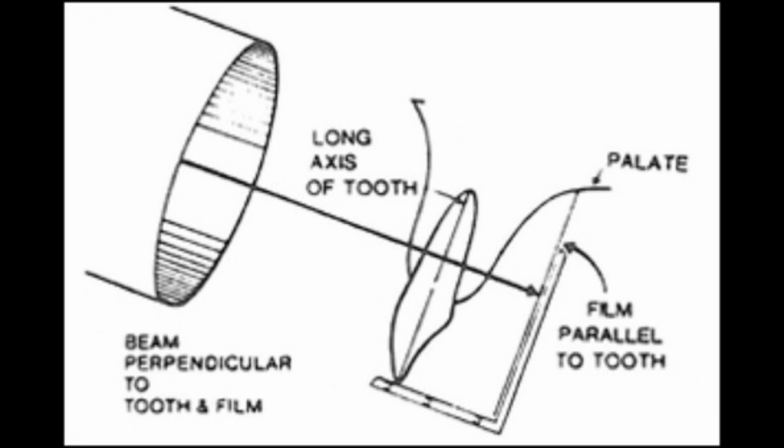As you can see in this image, the sensor and the long axis are exactly in line with each other. They're parallel, like railroad tracks. And then the central beam is coming out of the tube. We can't see it, but you have to imagine this straight line coming out, and it's going to cross through the tooth, perpendicular to the long axis of the teeth, and then of course hits the sensor perpendicular. So you get that paralleling technique, which gives you the most accurate image.